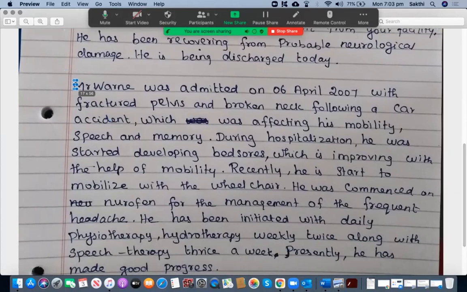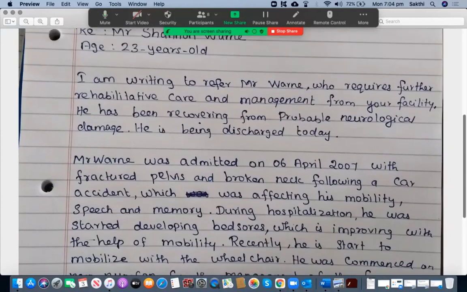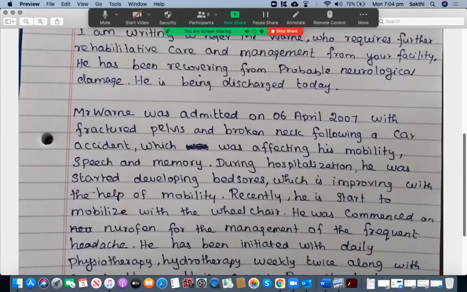Mr. Warne. Okay, give space between Mr. and Warne. Okay, don't write them down together. Give a space. All right, give adequate space between them. Mr. Warne was admitted on 6 April 2007 with a fractured pelvis and broken neck following a car accident, which was affecting his mobility, speech, and memory. Wow, that is amazing. This is a very good sentence structure. It's a very long sentence, but you didn't commit any grammatical mistakes, fortunately. It is a great surprise to me. Okay, it's good. Okay, thank you. All right. It's a very good thing.